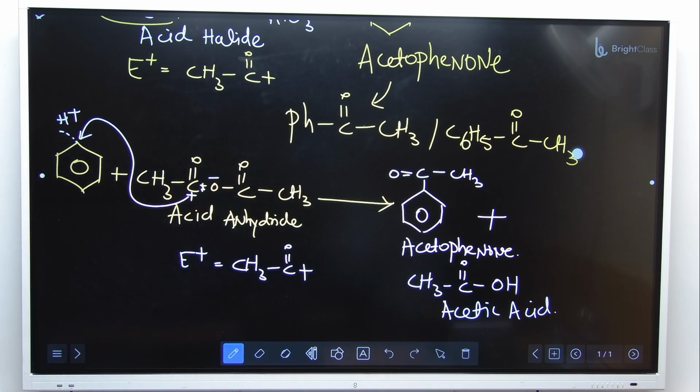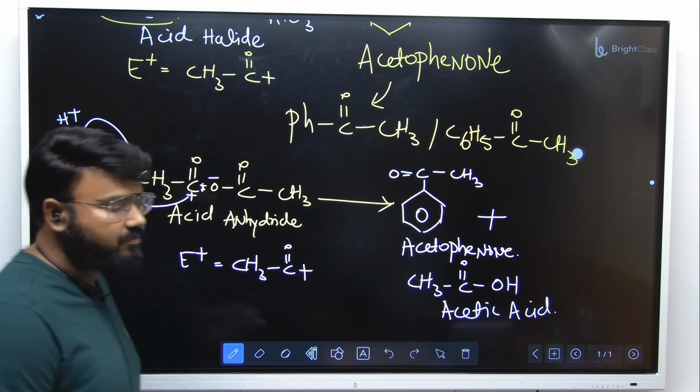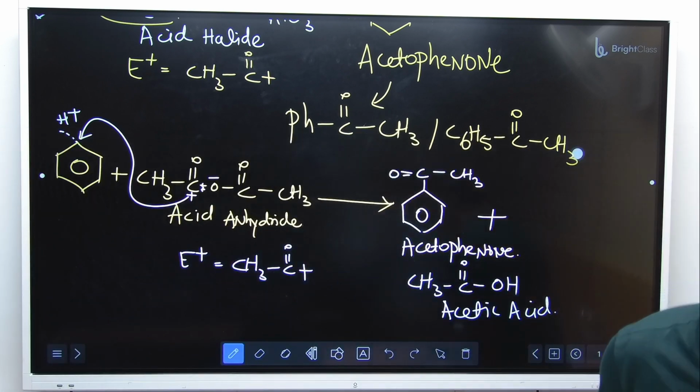Avantika, did you understand this reaction? Yes, sir. So write it down, one point. All of you first copy this and revise for a minute, then I'll continue. Guys, whatever reactions we have done till now, please revise them.